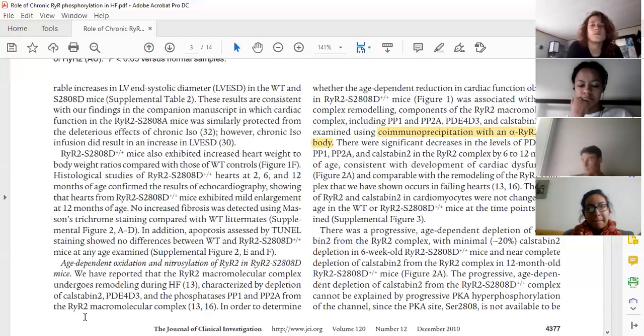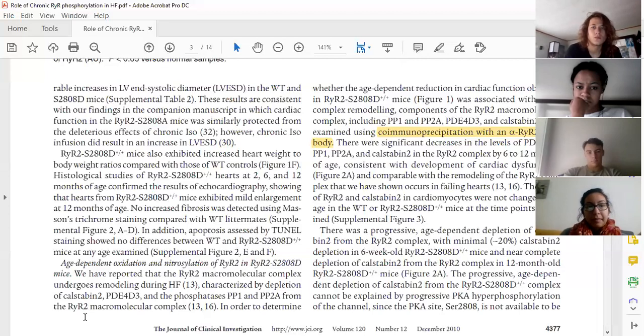Okay, that's immunoprecipitation. So what would co-immunoprecipitation be, do you think? Because we're looking at a macromolecular complex here. What do you think? That a very large group of molecules came together? Right. Exactly. So they're going to have an antibody against a ryanodine receptor. They precipitate the ryanodine receptor, and they see what other proteins came down with it.